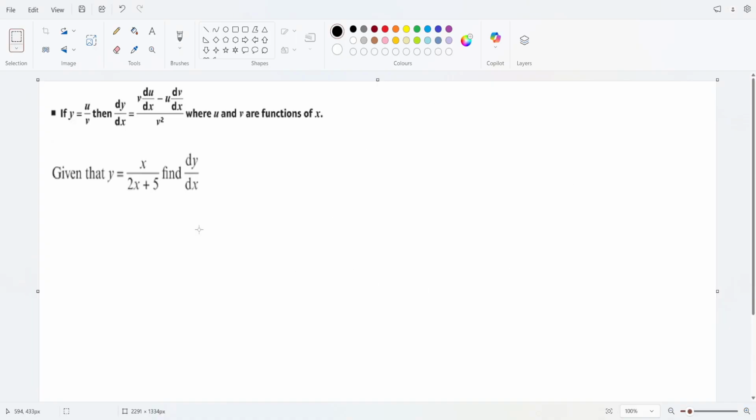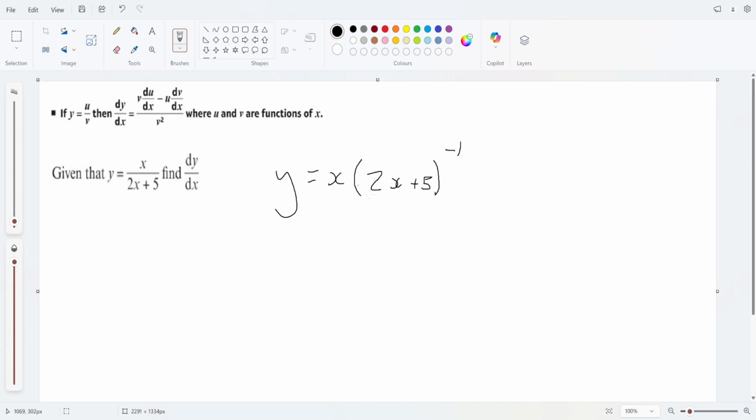Okay, so next up I have this question here, and you may be able to notice that you can actually do this using chain rule and product rule, but I'm going to be showing off quotient rule now. Like, I could rewrite this as y equals x times (2x plus 5) to the power of minus 1, and then you can just use chain rule on this.